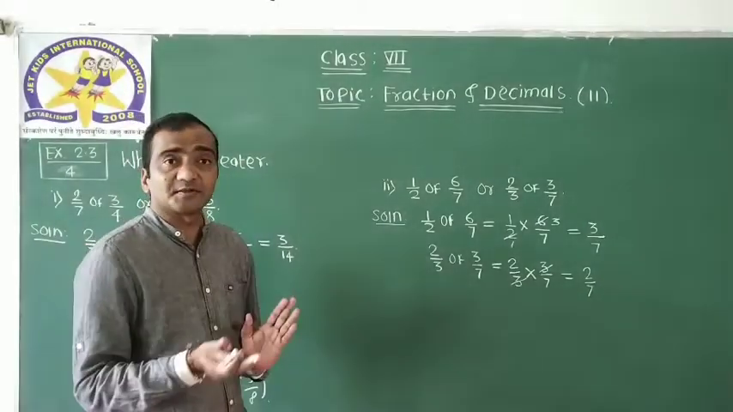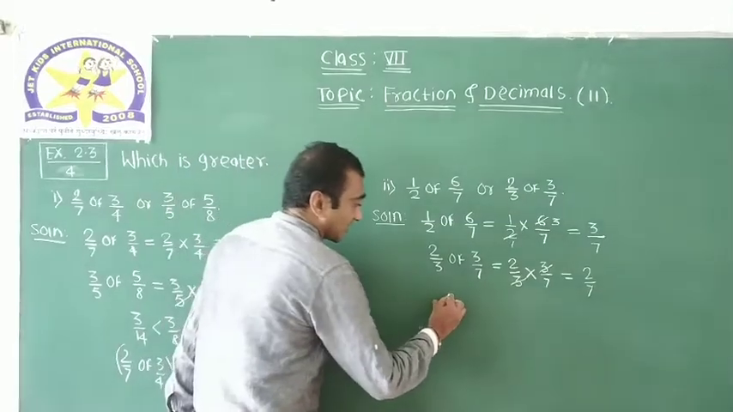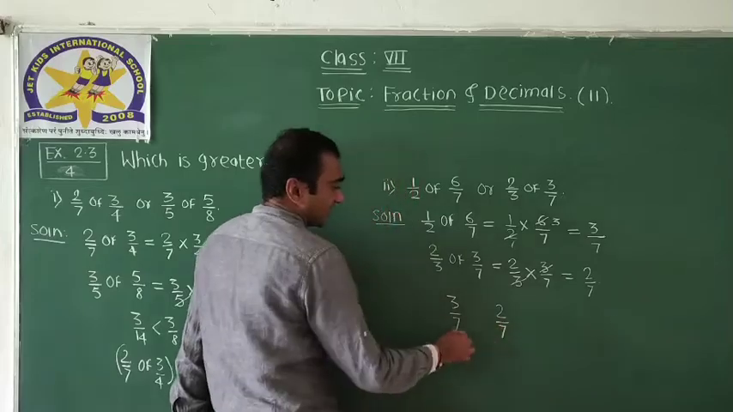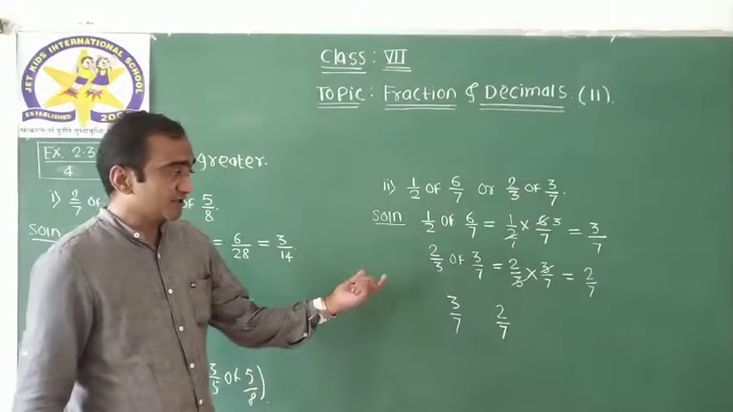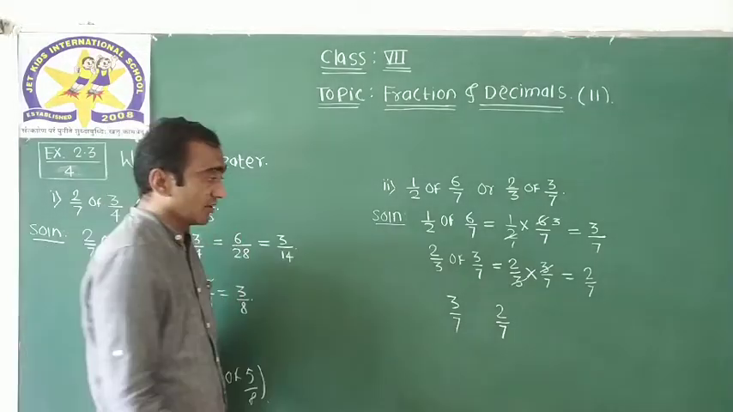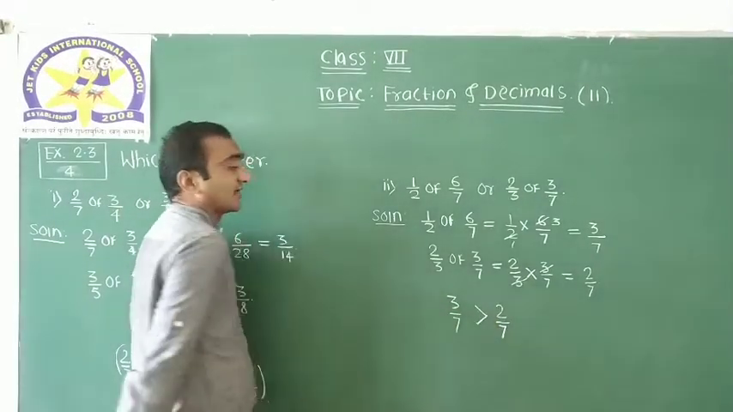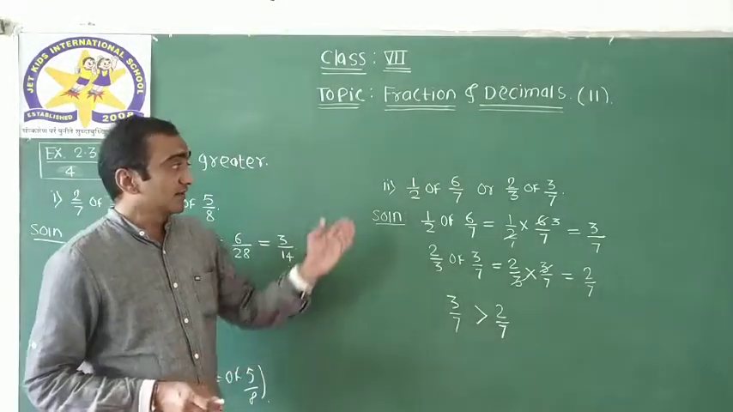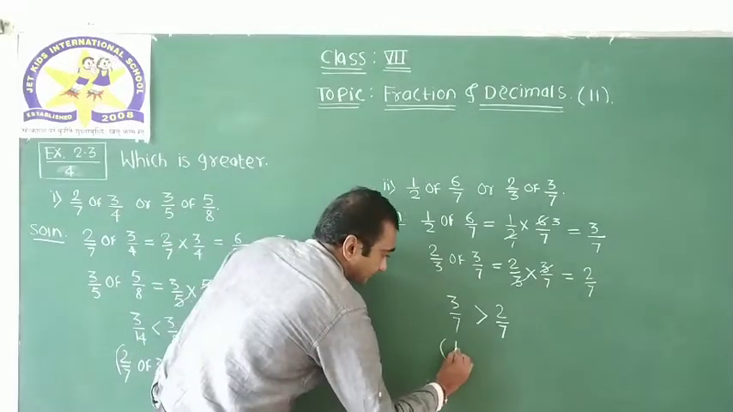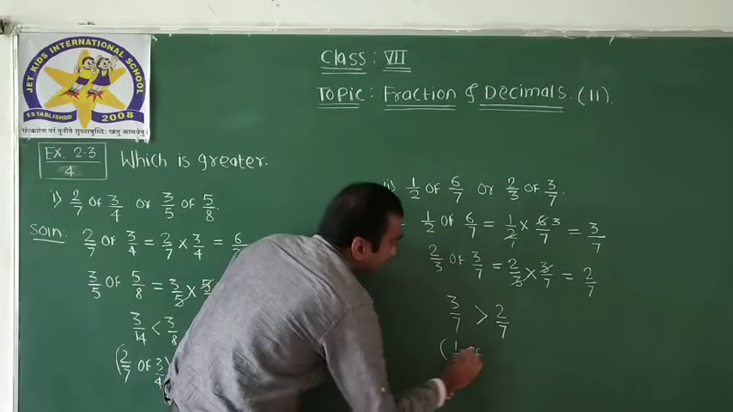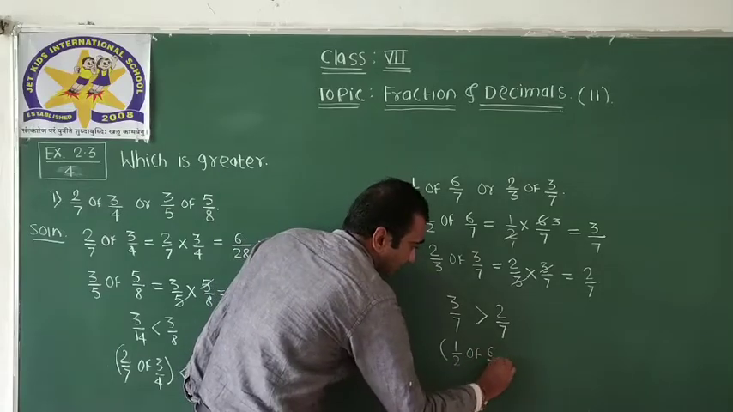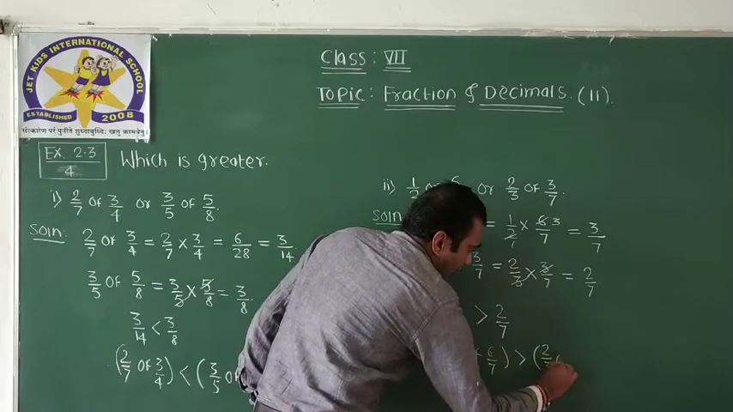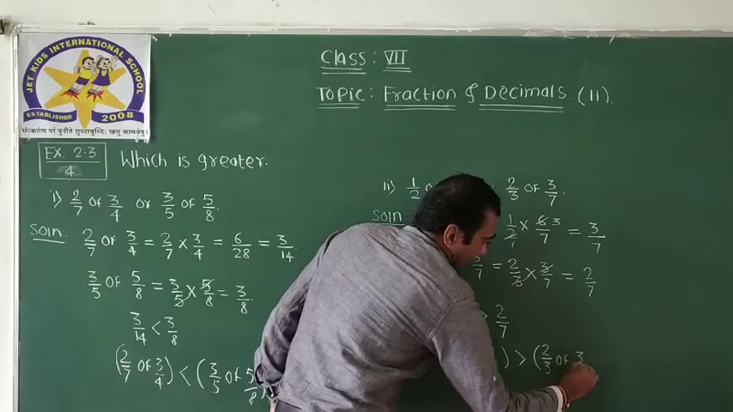Now we have to check which number is greater. The first number on the left hand side is 3 by 7 and the second number is 2 by 7. The denominators are same. Which number is greater, 3 or 2? Yes, 3 is greater than 2. That's why 3 by 7 is greater than 2 by 7. That means 1 by 2 of 6 by 7 is greater than 2 by 3 of 3 by 7.